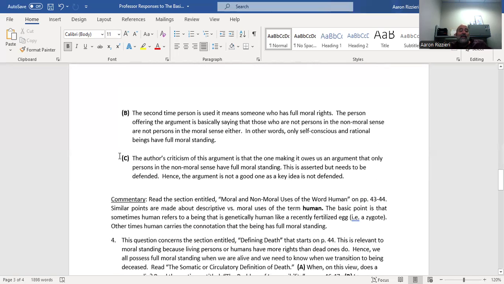Now, the second time person is used, it means someone who has full moral rights. So the person offering the argument is basically saying that those who are not persons in the non-moral sense are not persons in the moral sense either. In other words, only self-conscious and rational beings have full moral understanding. That's the idea behind that.